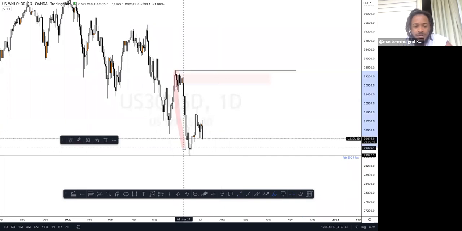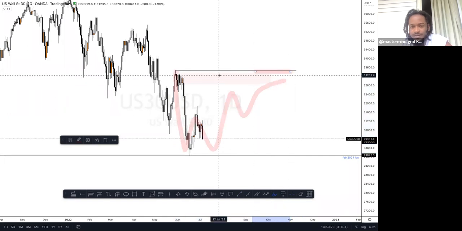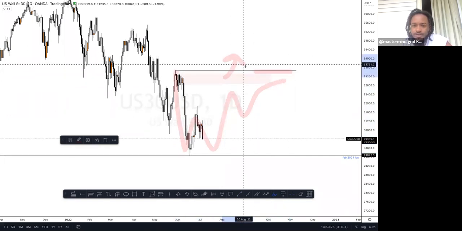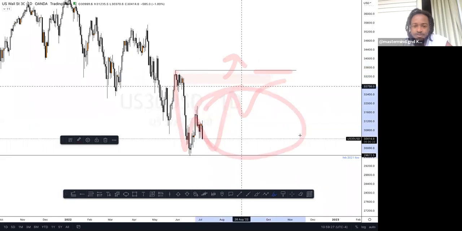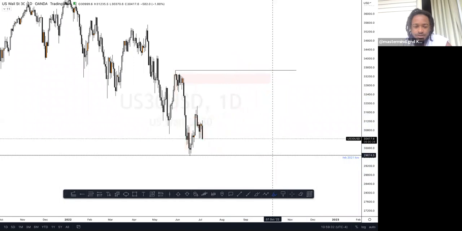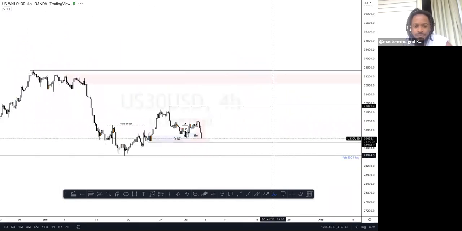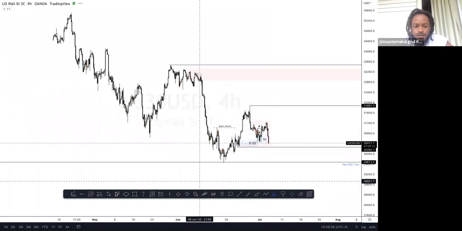So we look at the last impulse down, and everything under this level is considered a pullback until it breaks above, right? So this whole area is where you can look for shorts. It would be in your favor to take shorts, right? Just go down to the 4 hour.